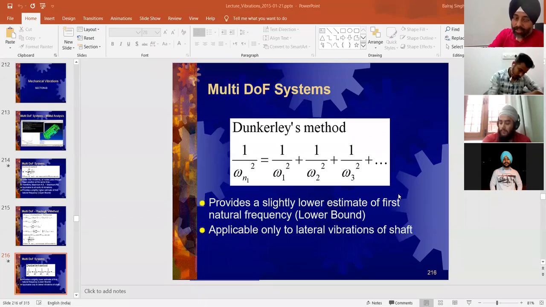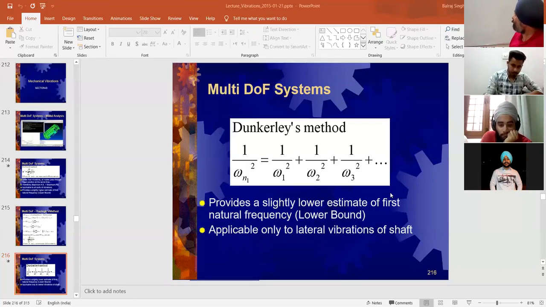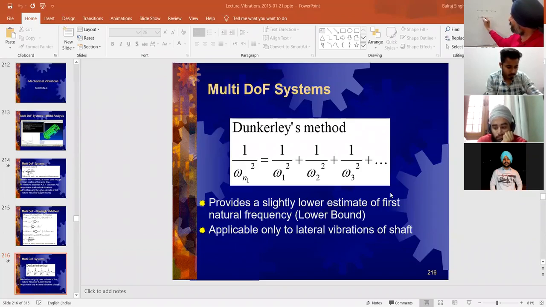So what Dunkerley's method does is it degenerates a multi-degree of freedom system into multiple single degree of freedom systems. Let us say you have a stretched string which is carrying, let us say, 3 balls, or for that matter, you could have a cantilever beam which is carrying 3 masses at 3 locations. This system is going to possess 3 natural frequencies.